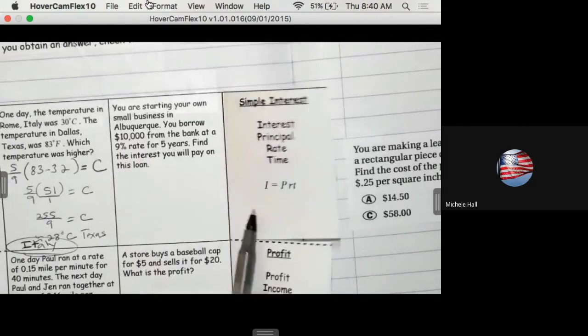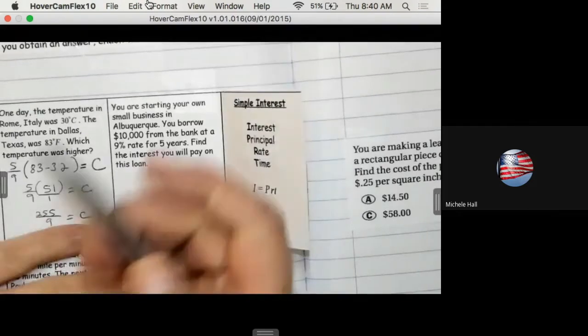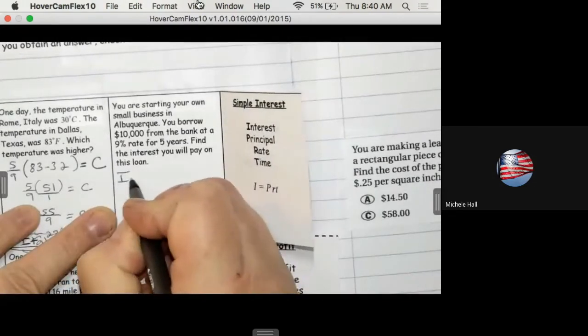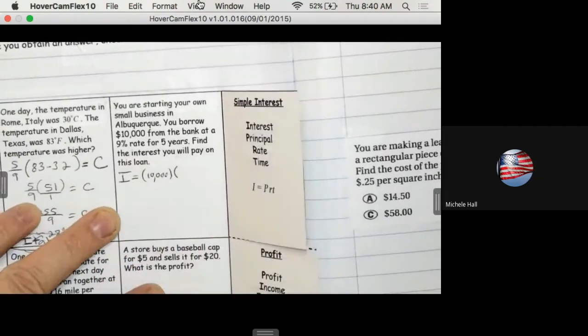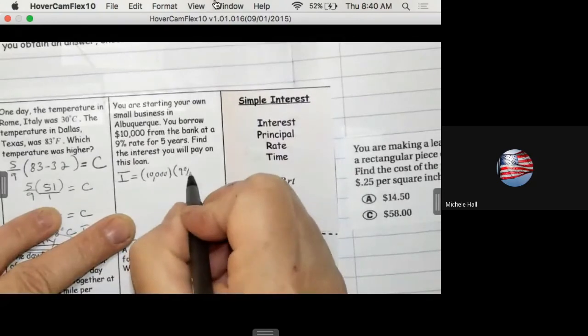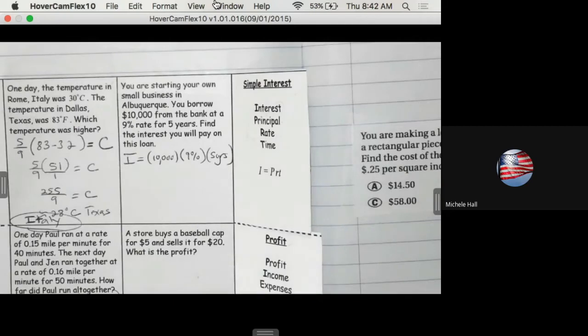So what's $10,000 going to be? That's the money you're starting with. That's the principal. So we have interest equals 10,000 for principal times 9% for the rate times 5 years. What would the fraction be for 9%? Absolutely, 9 over 100. We could do that, or you could change it to a decimal. Which way do you guys want to go? Do you want to change 9% to a fraction or a decimal?